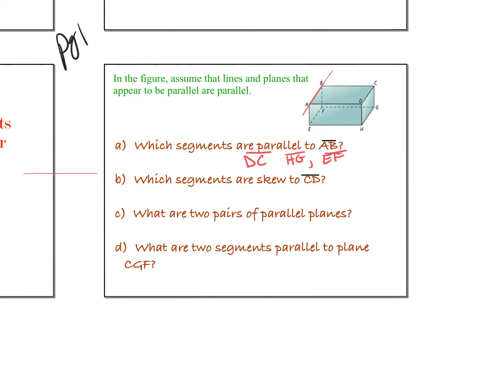Skew to CD. So now we're talking in terms of skew. Now CD is here. What would be skew? Go ahead. BH, FG, and BF. Did you say BH? BF also works. What about AE? What about FG? EH? Okay, any others?